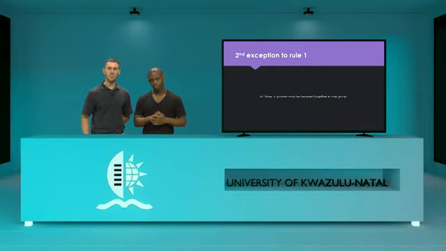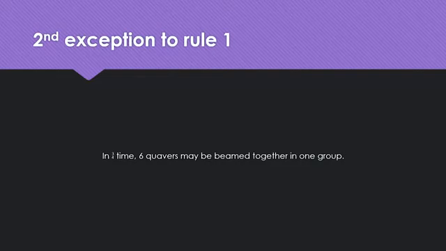The second exception to Rule 1 is similar to the last one. In 3/4 time, when there are 6 quavers in the bar, and only when there are 6, can they be beamed together in one group. So all 6 of them can be under one beam, but only if there are 6.